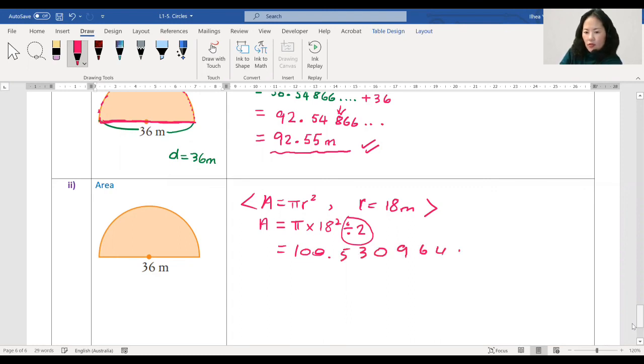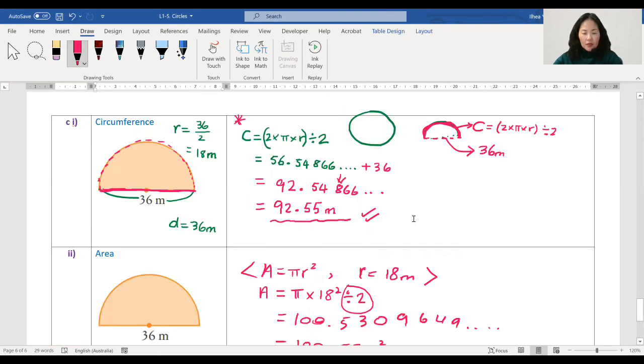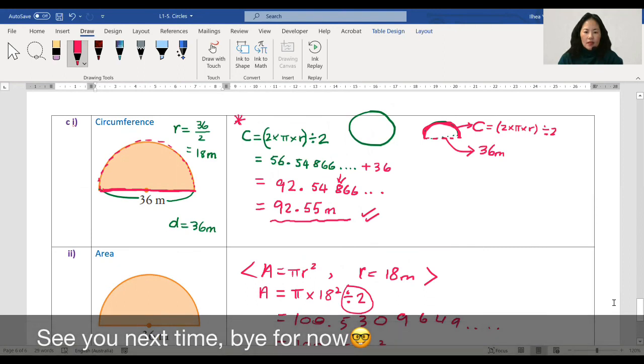So when you do that, when you halve it, it'll be 100.5309649... and we want it in 2 decimal places. It'll be 100.53 meters squared. So that's what we're going to have. Make sure when you have a half, you need to halve the formula. And for the area and for the circumference, you halve it, but you still have to add the diameter as well.